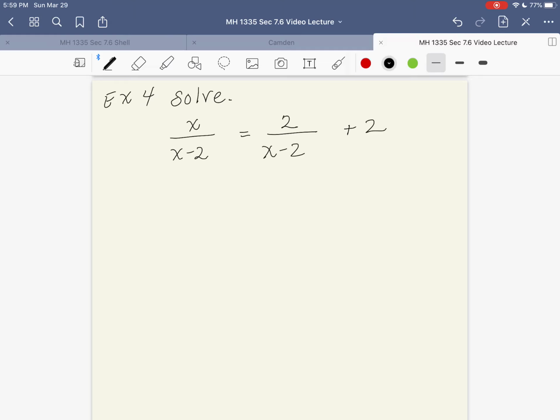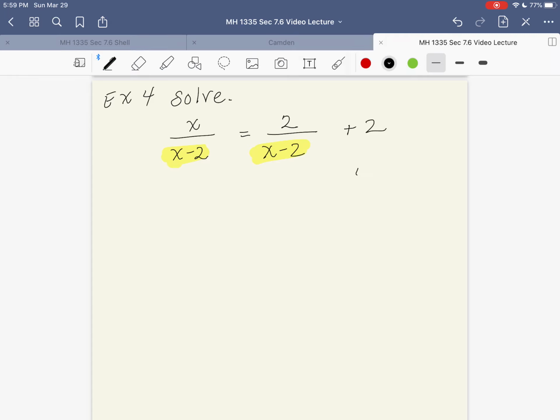All right, now we have rational equations. We have variables in the denominator, so we have to treat these a little differently because we don't want to end up with division by 0. So looking at the denominator, I have x minus 2. If x were 2, 2 minus 2 is 0. So we can make a mental note that when we solve this, x cannot equal 2.